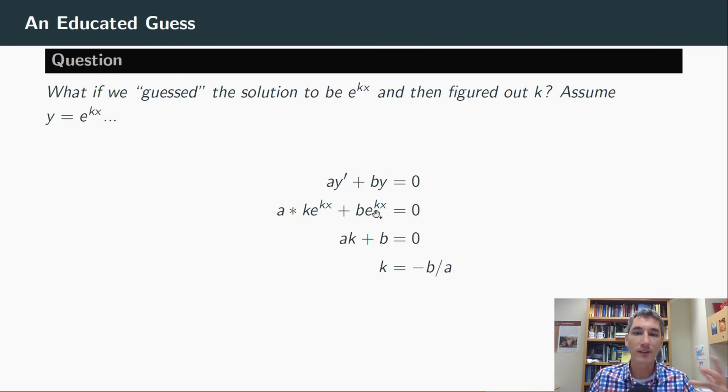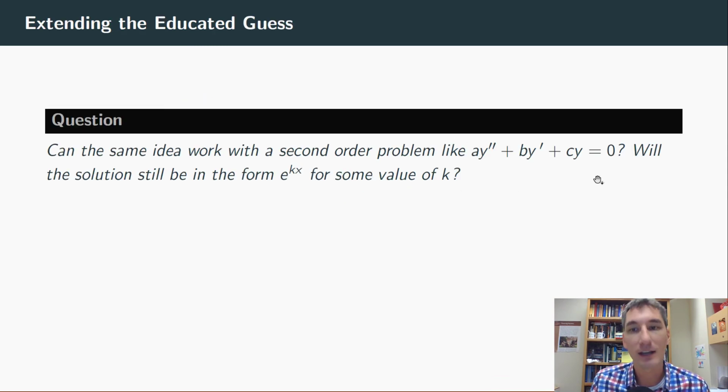We're going to take this notion of guessing a solution of a particular form and then later on figuring out which version of that function it is. And it turns out to work pretty well for the linear case. And we're going to find out later that it's actually going to work just as fine for this second order problem as well.